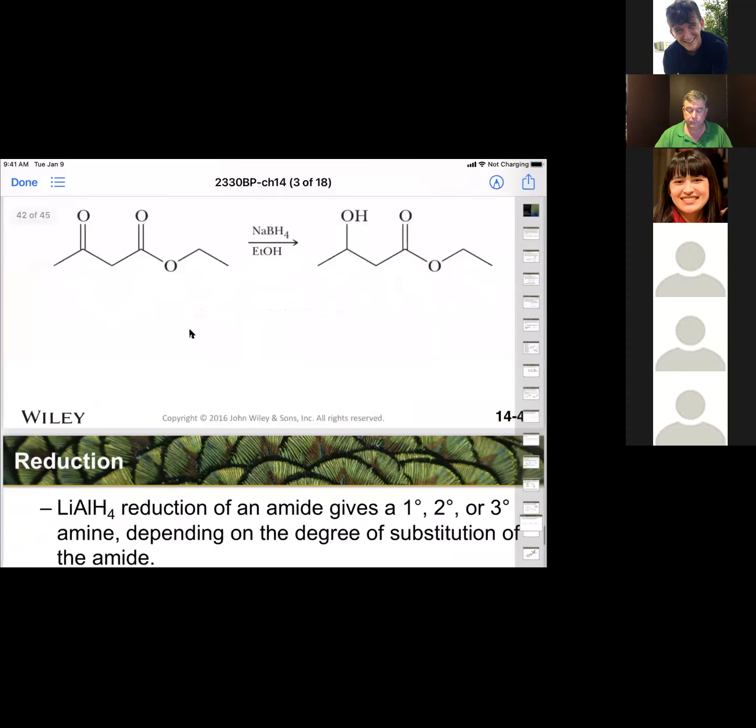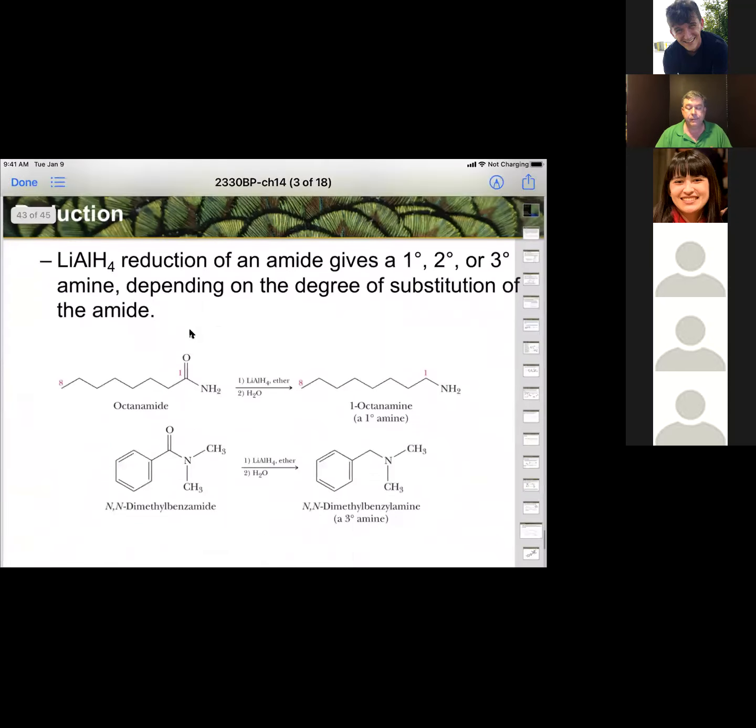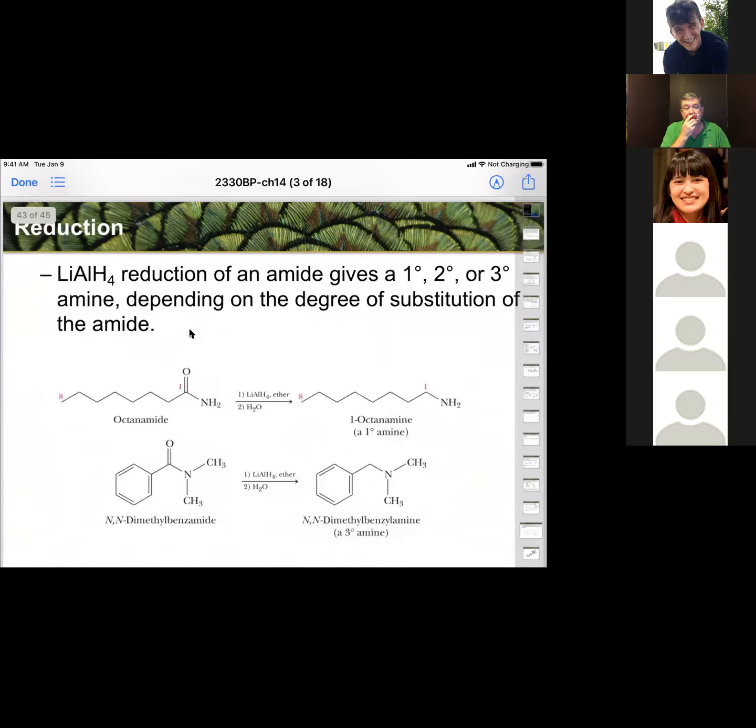Okay. Now, what if we had an amide? Let's see. In the case of the ester, the alkoxide came off because it was a pretty good leaving group. But in the amide, what happens is it reduces down the carbonyl, but keeps the carbon-nitrogen bond. Again, we have to use lithium aluminum hydride. It's the only one strong enough to do the carboxylic acid derivatives, the esters and the amide.